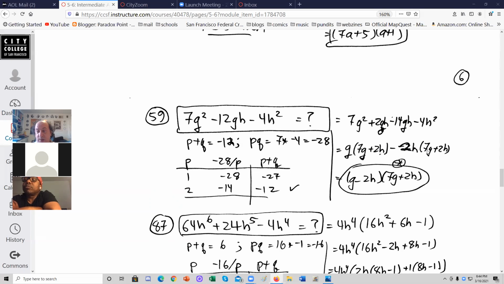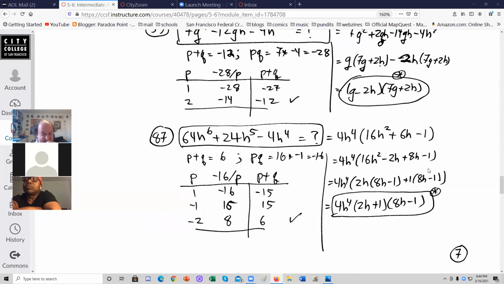Now, okay, 7g plus 2h is a common factor. Pull it out. Times g minus 2h. And there we are. G minus 2h times 7g plus 2h. Now, here, okay, 64h to the 6th plus 24h to the 5th minus 4h to the 4th. Well, okay. Well, first of all, there's an h to the 4th factor in common. Let's pull that out right away.